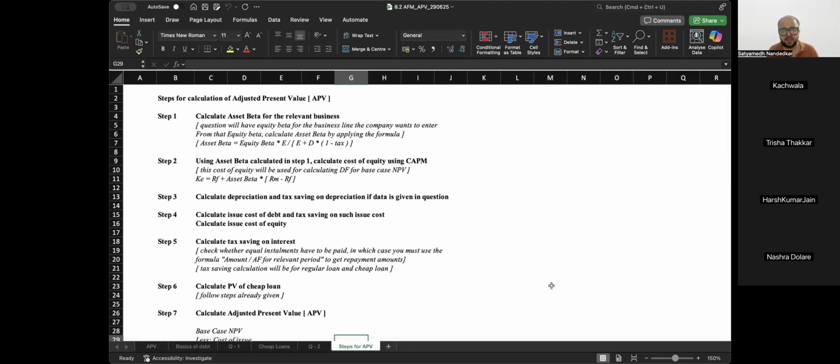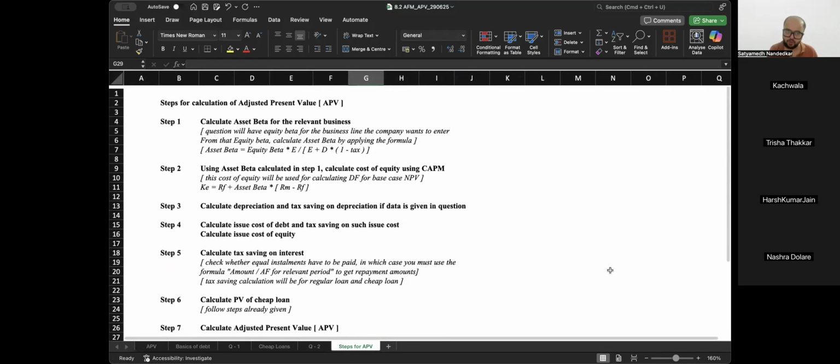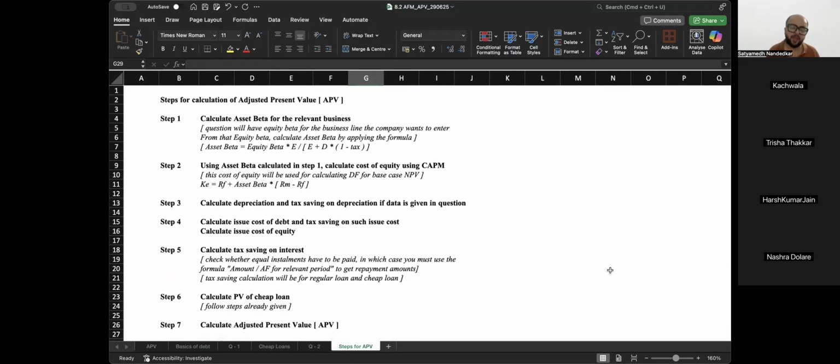How exactly is APV calculated? First of all, in most questions, you will have to calculate the asset beta for the relevant business. Now the question will have equity beta for the business that is given to you. You will have to convert that equity beta to asset beta. What formula will you apply? Asset beta is equity beta into E upon E plus D into 1 minus tax. Then that asset beta calculated in step 1, you will have to use that to go to the cost of equity using the CAPM. KE is RF plus asset beta into RM minus RF. Okay, this is step 2.